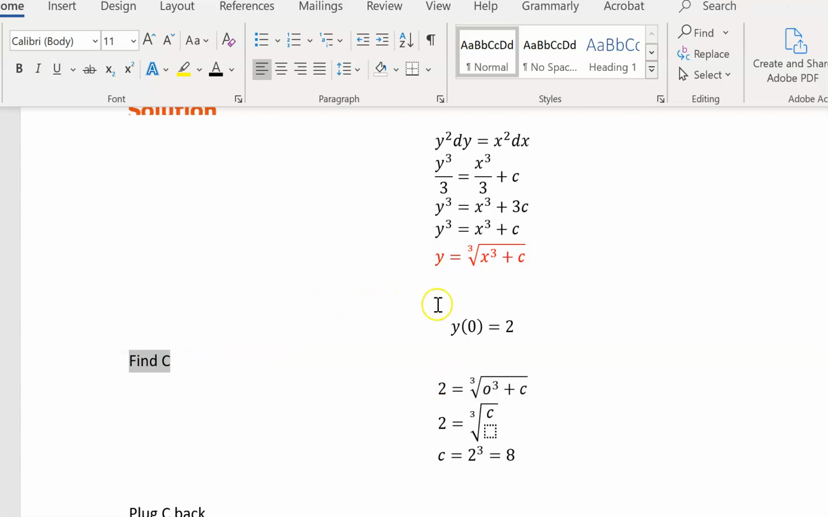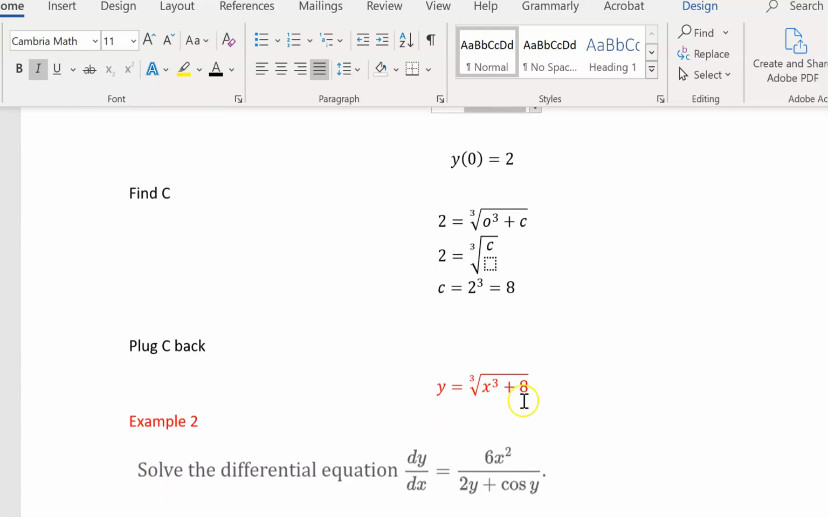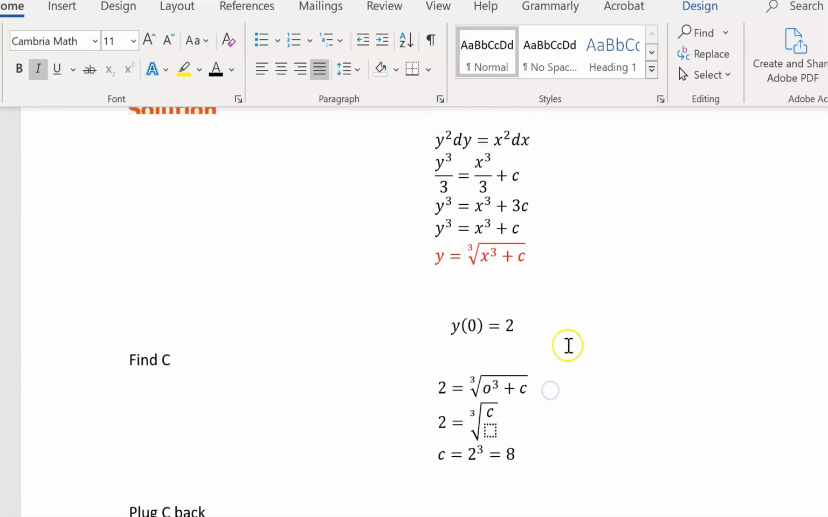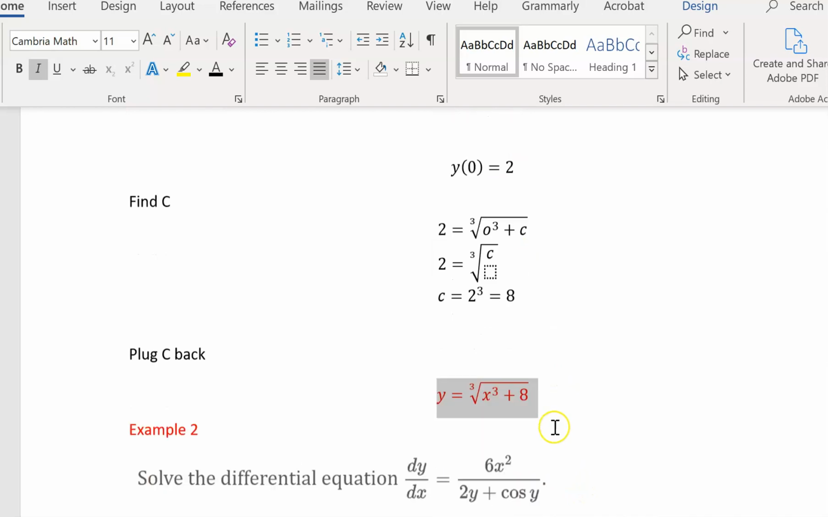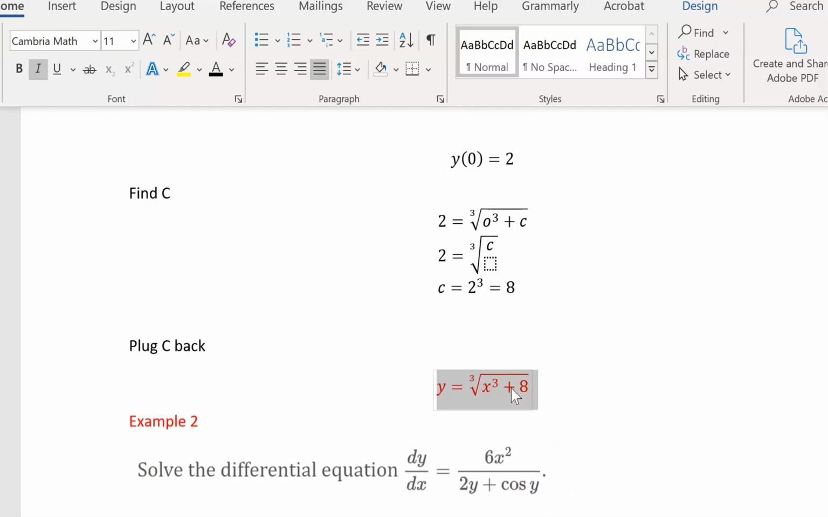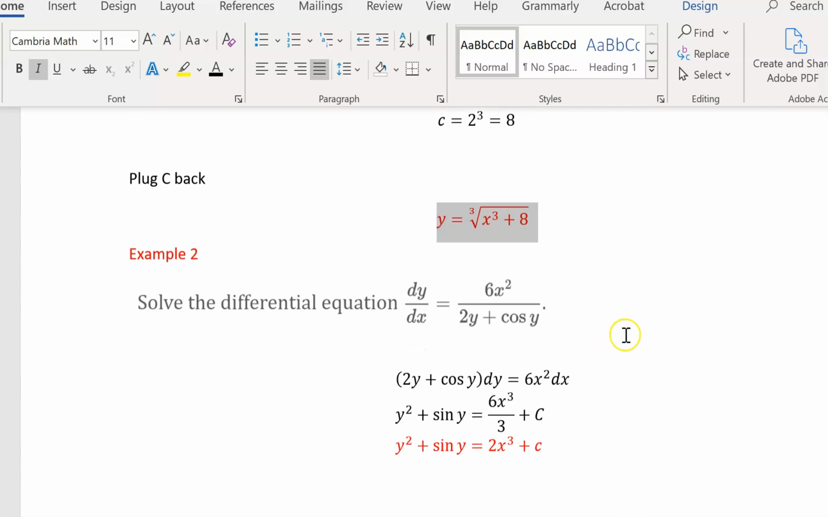Okay, so you get 2 for y, and x is 0, so you get 0 cubed plus c, and the cube root is still there. So 2 is equal to the cube root of c, so c would be equal to 2 cubed, which is 8. So now we found c. What you do is you take the c and plug it back here, so this becomes 8. So now the final answer is y equals the cube root of x cubed plus 8. Alright, so that's the final answer. That's a specific solution, a particular solution for the initial value problem.